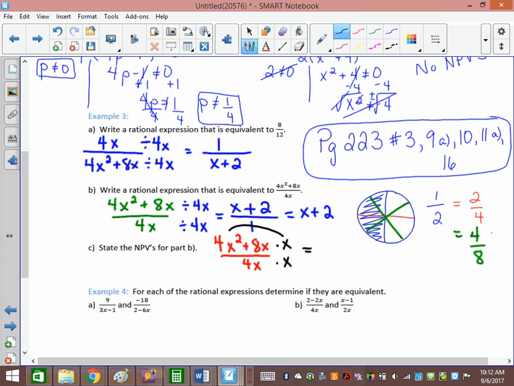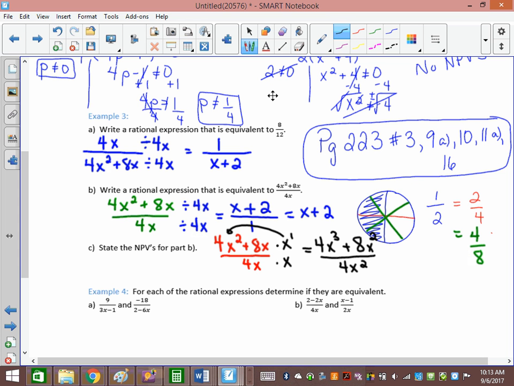So 4x squared times x is 4x cubed. You add the exponents, right? Because they're the same base. Plus 8x times x is 8x squared over 4x squared. This is also equivalent. So 4x squared plus 8x over 4x is equivalent to x plus 2 is equivalent to 4x cubed plus 8x squared over 4x squared. These are all the same, just like a half is equal to 2/4 is equal to 4/8. Okay? They're equivalent because you're doing the same thing to the top and the bottom. If you only did it to the denominator, so the bottom, and not the numerator, the top, then it wouldn't be equivalent. You have to do it to both.